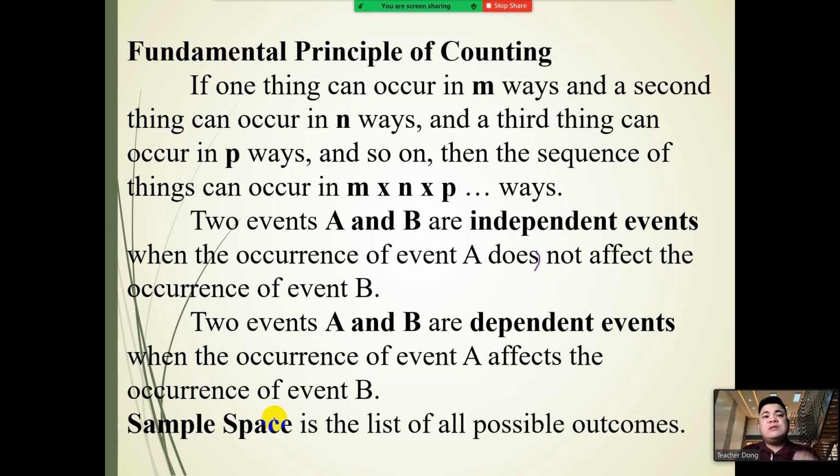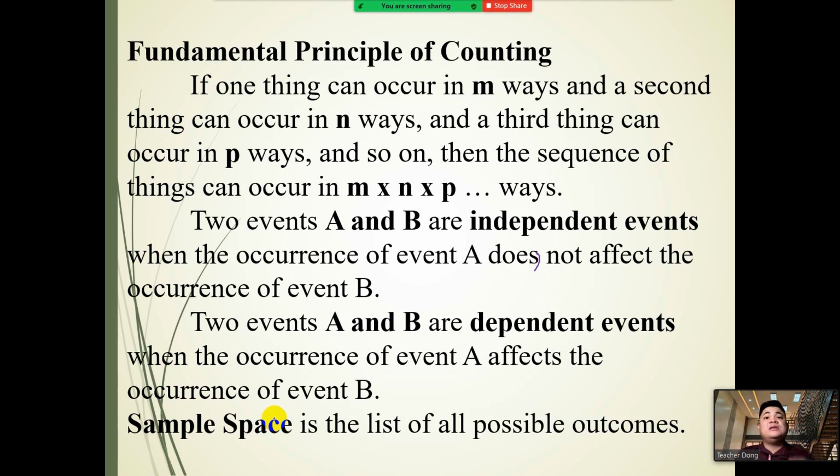So the occurrence of event A affects the occurrence of event B. Let's say in a deck of playing cards, the restriction is you have to have two cards, one black and one red, but for the red card, you have to pick at least one face card. It means that for that restriction, all the other red cards are being affected because you have only 6 options.